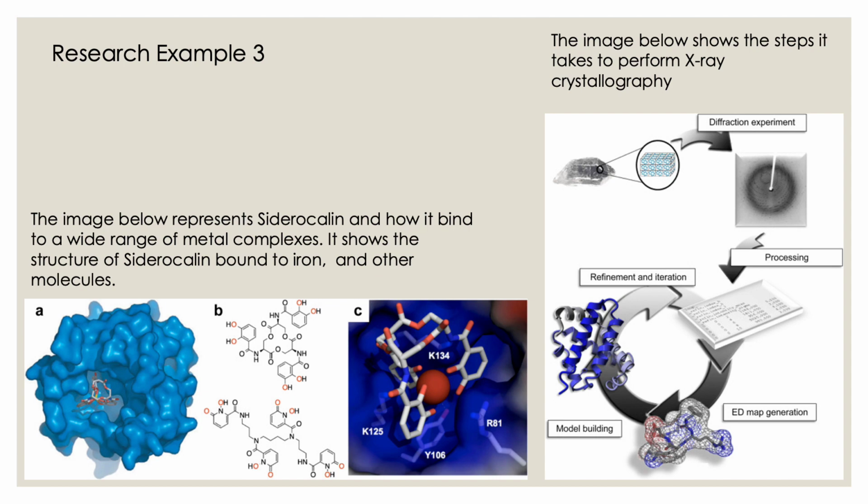In the image to the left, you can see how ceracolin, which is a protein that they use in the experiment, binds to a wide range of metal complexes. It shows the structure of the protein bound to iron and other metals.